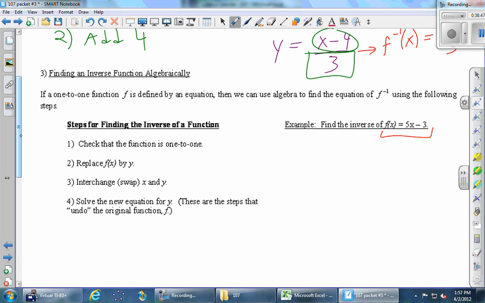Okay, we'll go to step 2. Okay, so let's try that. The first thing we do here is call it y instead of f of x.